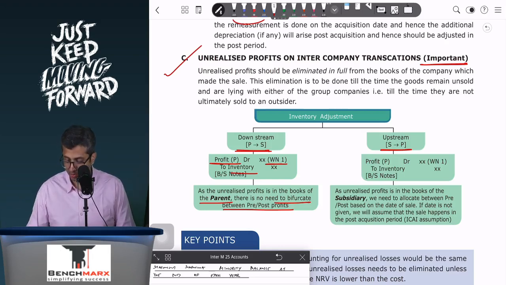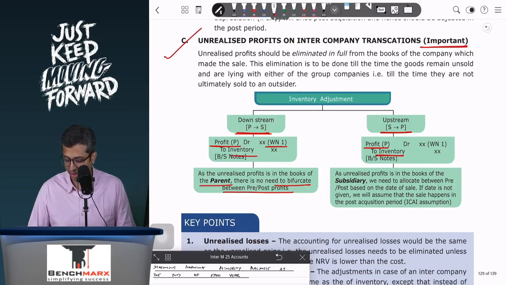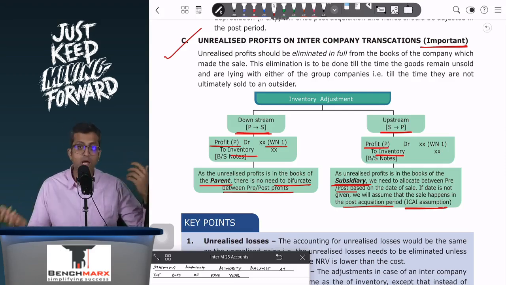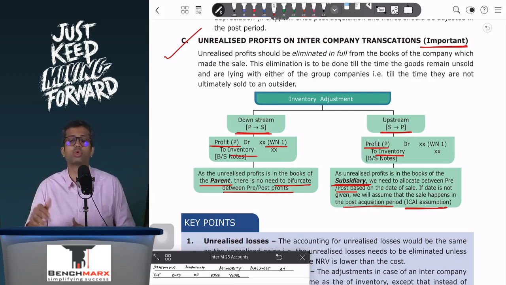If nothing is given, we will assume that this is in the post section. Okay, so profit of P to the inventory. As the unrealized profits are in the books of the subsidiary, we need to allocate between pre and post. If the date is not given, we'll assume that the sale happens in the post period. This is a typical ICAI assumption. Now, a similar understanding will also apply if the sale happens at a loss. Pre-acquisition profits are eliminated, the unrealized profits are eliminated, so are the unrealized losses. They will also be eliminated.